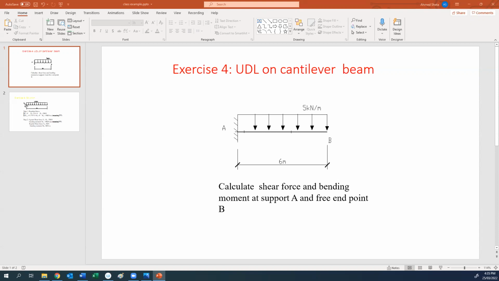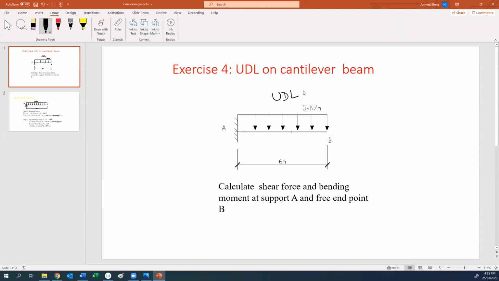This example is the same idea, but we have a UDL, uniform distributed load, equal to 5 kilonewton per meter. And if you can see here, what is this type of support? This type of support at A is a fixed support. Okay, so this is the shape of the fixed support.